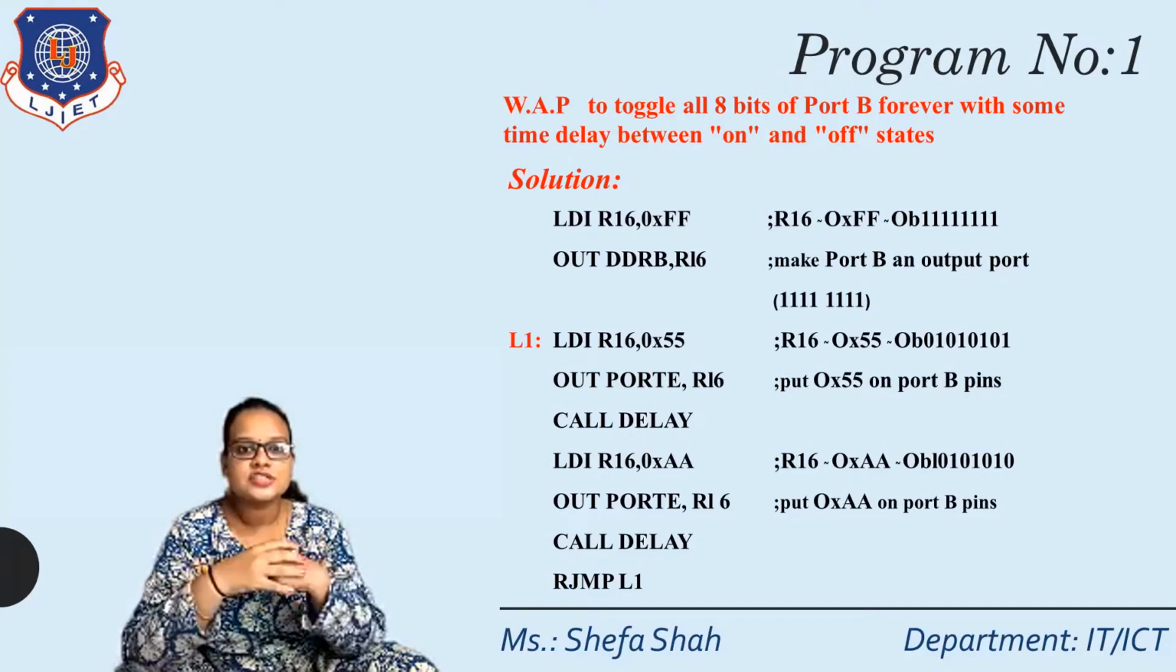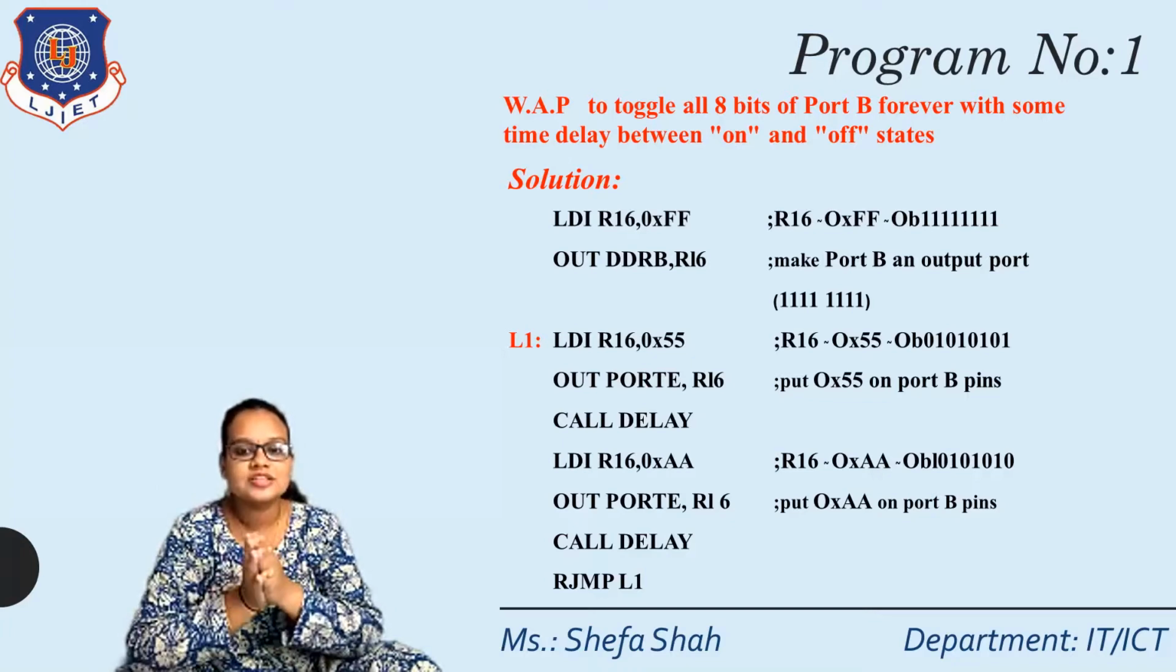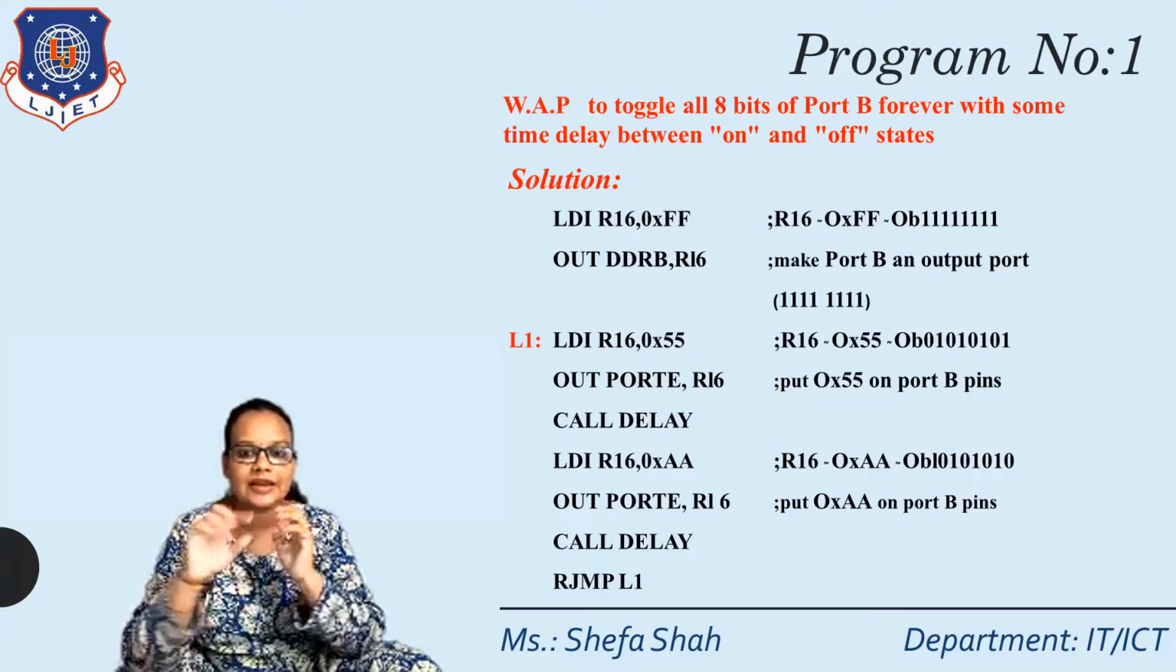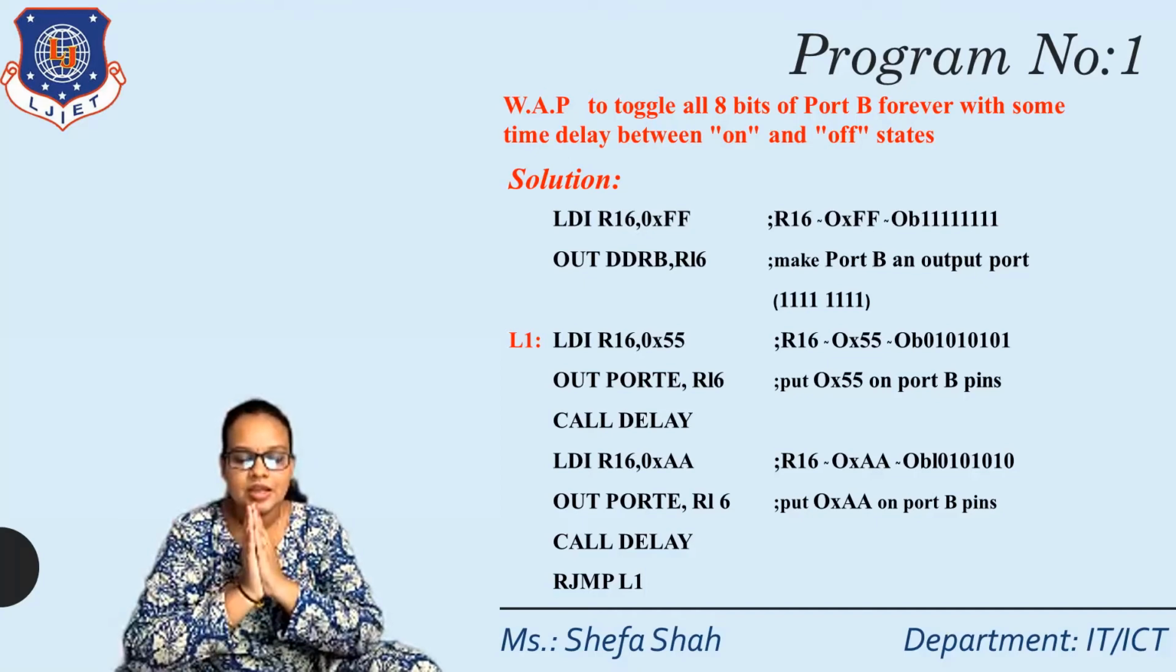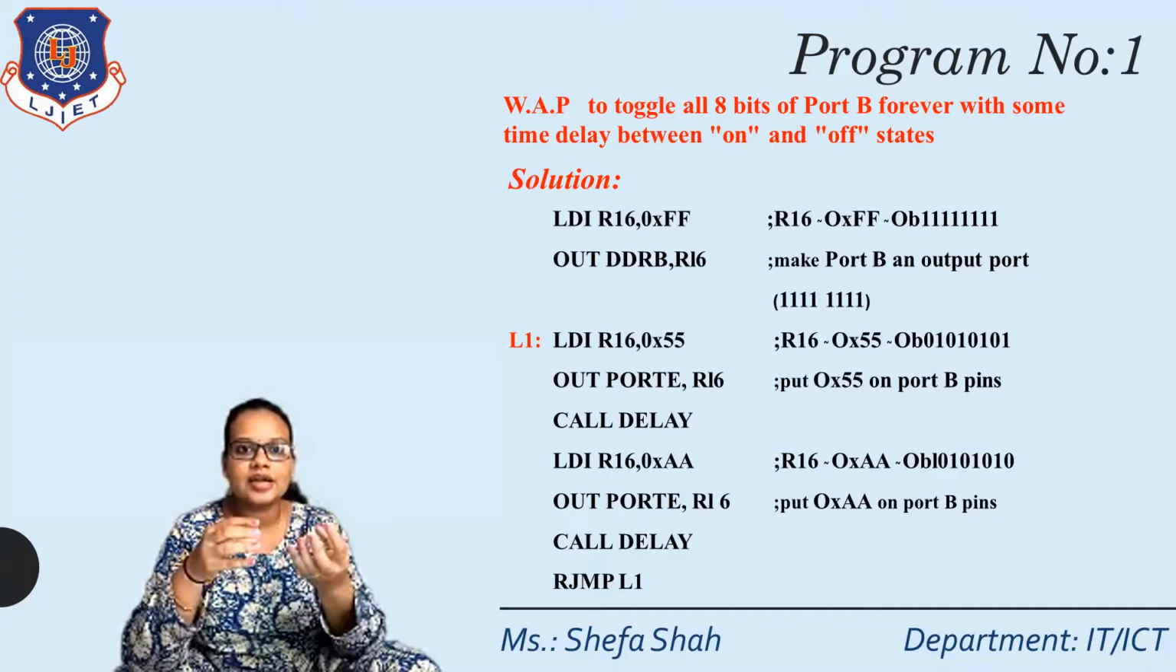The first instruction is LDI R16, 0xFF. FF in hexadecimal becomes 8 ones. So R16, that is register 16, is loaded with 0xFF, which in binary is shown as 0B followed by 8 ones. Now the next instruction is OUT DDRB, R16. What will this out instruction do? It will provide the register's data to the port, which is DDRB.